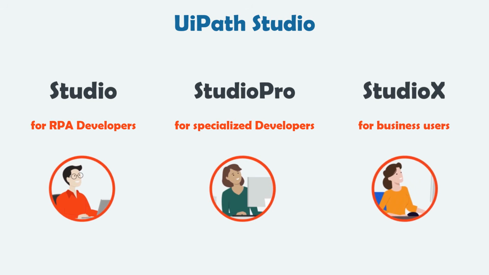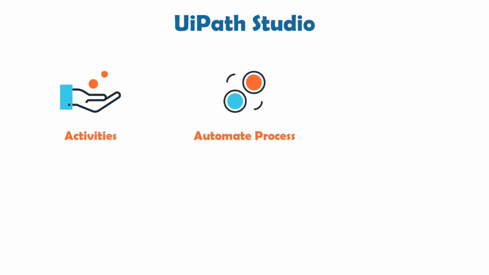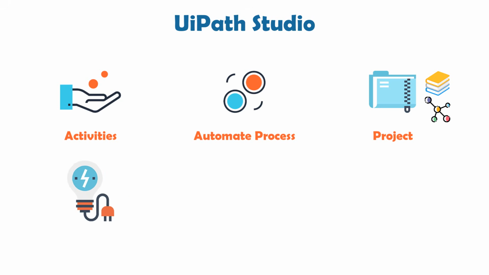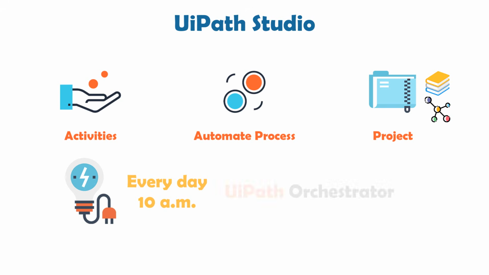Studio X can do many things similar to Studio, but it's made to be simpler for users who don't have a programming background. In UiPath Studio we have different activities, which we can use to automate a process. The automated process is called a project, which contains the activities and also the libraries and dependencies. After implementing the process, we want to run the process every day at 10 a.m., for example. How to do this? We have to use UiPath Orchestrator. This means, we should have this implemented business process in Orchestrator. We can do this as follows.